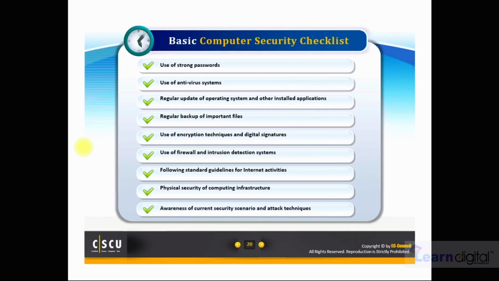So, what can be a basic computer security checklist? Please make sure that you are using a strong password. Then you can use an antivirus program. Regularly update operating systems and other installed applications. Regularly back up important files. Use encryption techniques, or you can also use digital signature methods. You can use a firewall and intrusion detection systems. You can follow standard guidelines for internet activities.